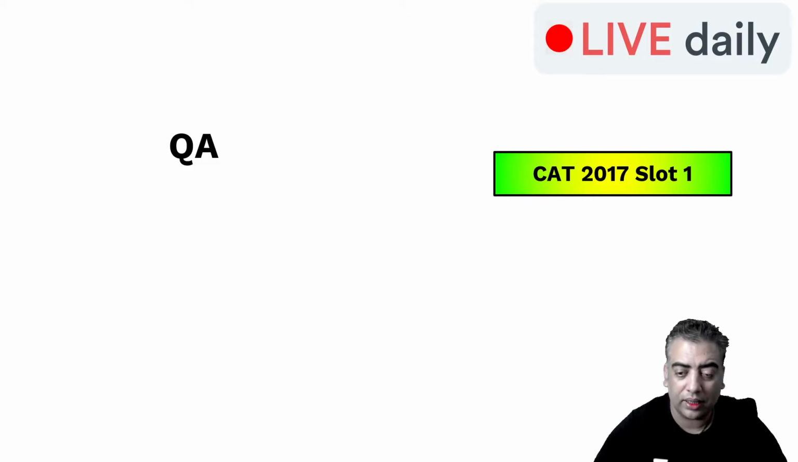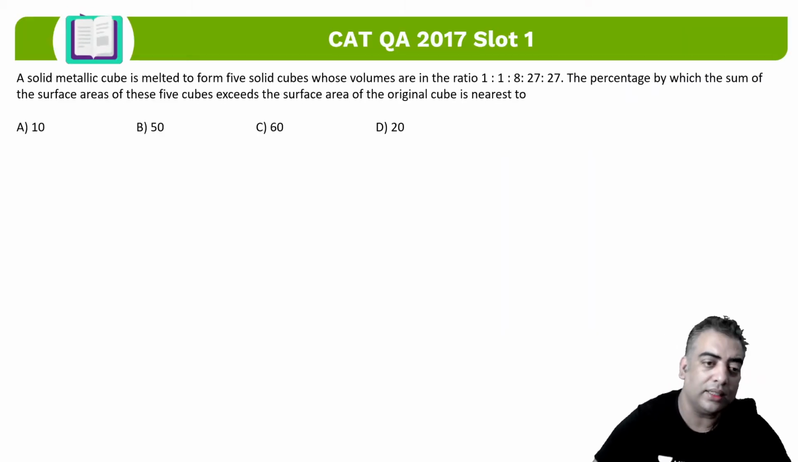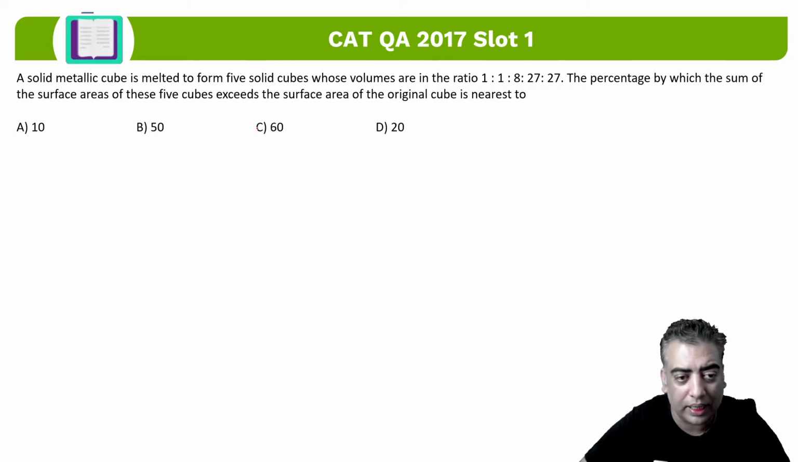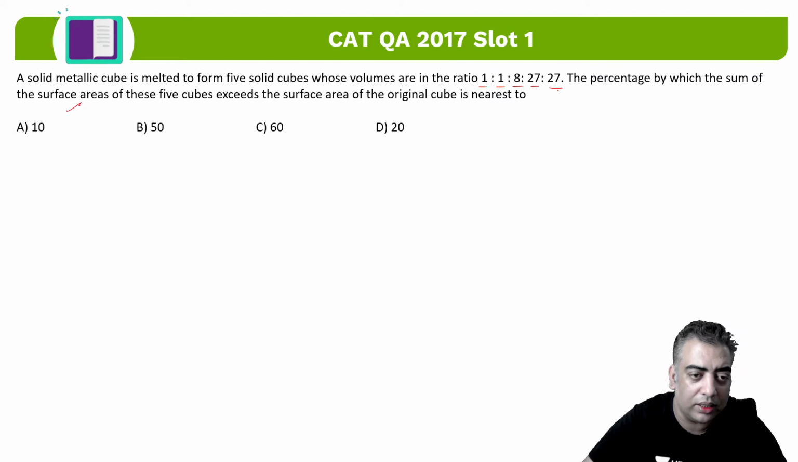So let's get started with quant section part 2 of CAT 2017 slot 1. Here it says a solid metallic cube is melted to form 5 solid cubes whose volumes are in the ratio 1:1:8:27:27. The percentage by which the sum of the surface areas of these 5 cubes exceeds the surface area of the original cube is nearest to.